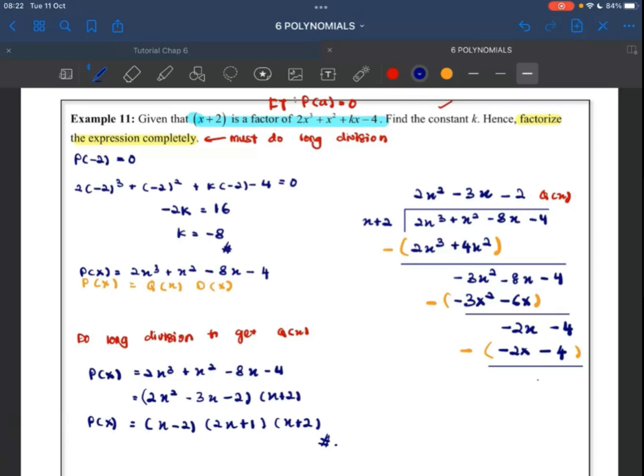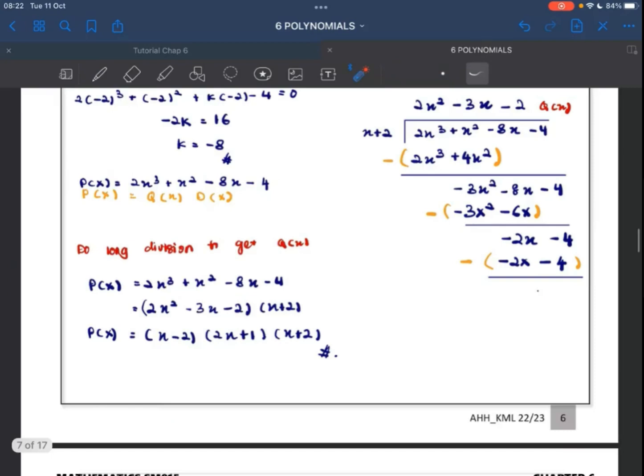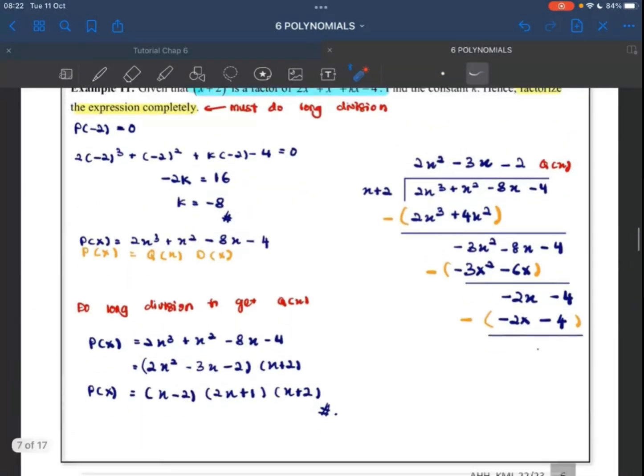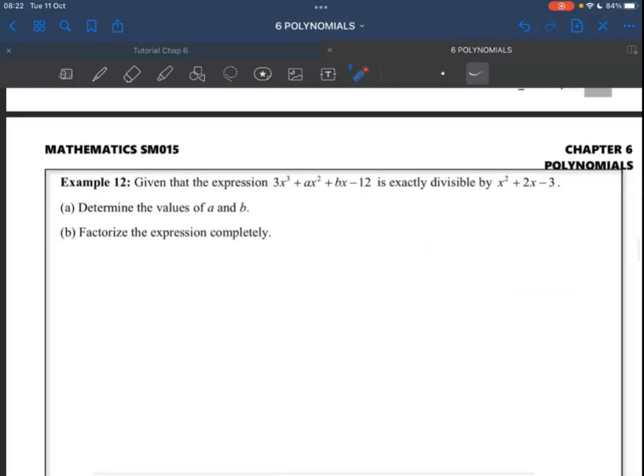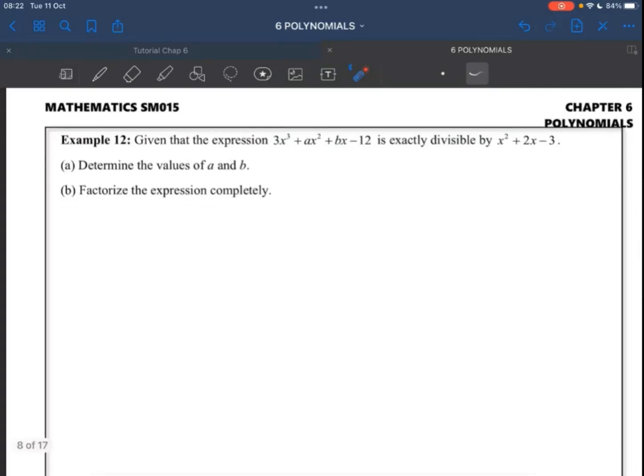Okay, sekarang kita tengok next question. Samalah lebih kurang sama macam soalan tadi. Find constant and then factorize the expression, factorize px completely. Alright. Kita tengok first part dulu. Determine the value of a and b. Given that the expression 3x cubed plus ax square plus bx minus 12 is exactly divisible by x square plus 2x minus 3.